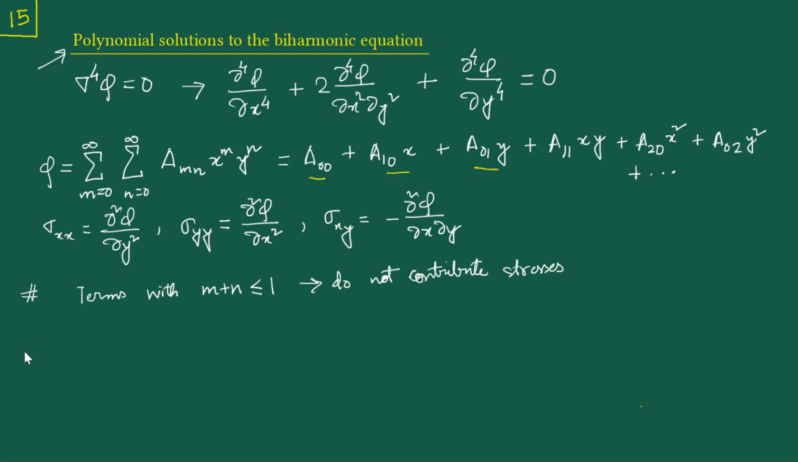Next, suppose we take the terms which do give us some kind of non-zero stress field. The first of those will be terms of polynomial form which involve the second degree terms. The second degree terms will produce a linear stress field. What do we mean by that?